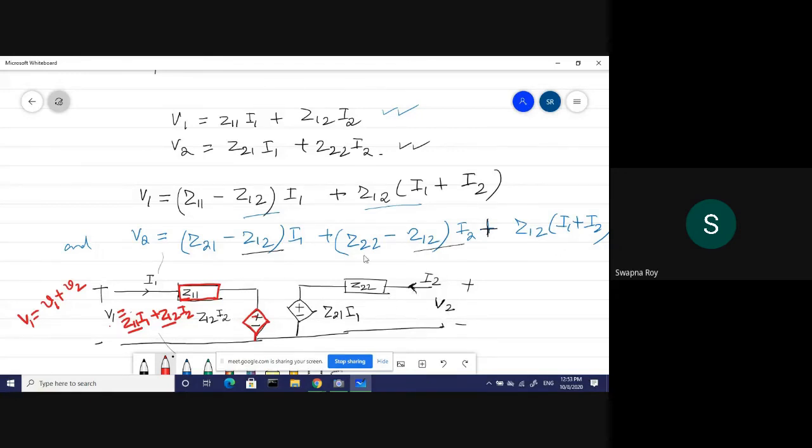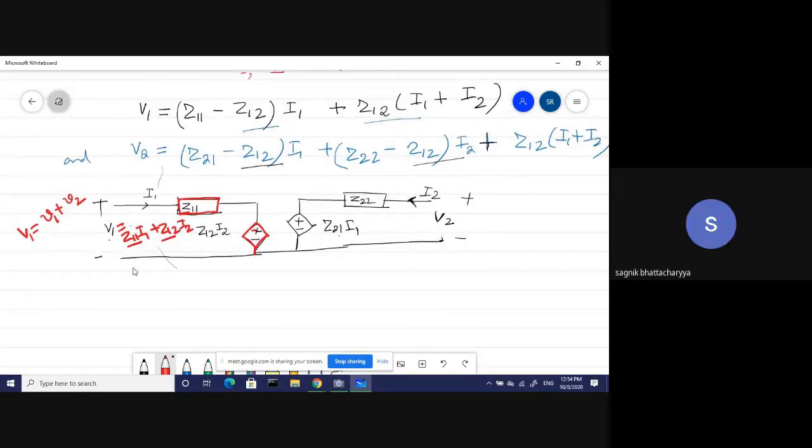Similarly, V2 is equal to Z21 I1. So Z21 I1 is the output of the current controlled voltage source. This is the drop in Z22, I2. So Z21 I1 plus Z22 I2. Clear? Any doubt? No, ma'am. So this figure is known as the basic Z parameter equivalent circuit.